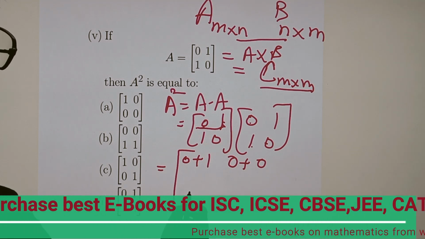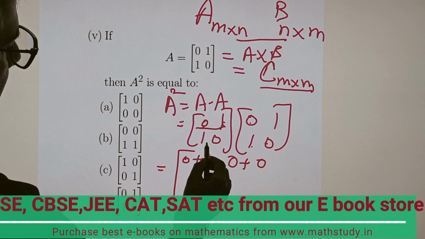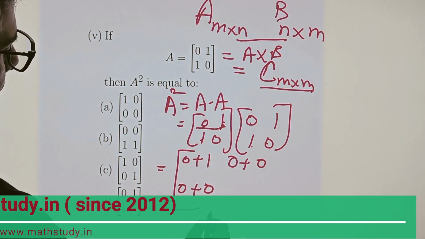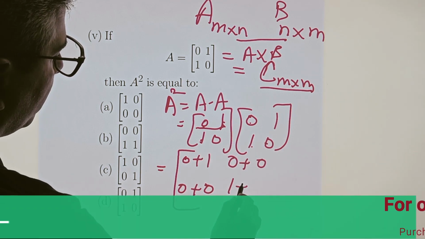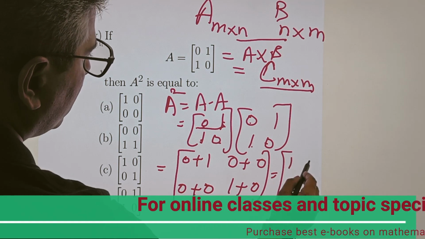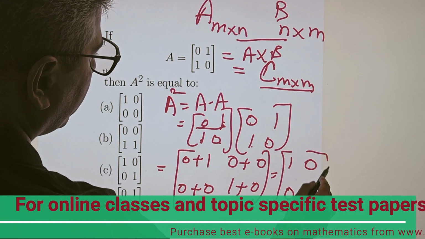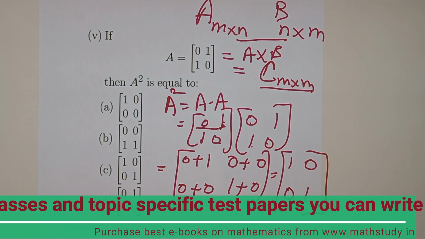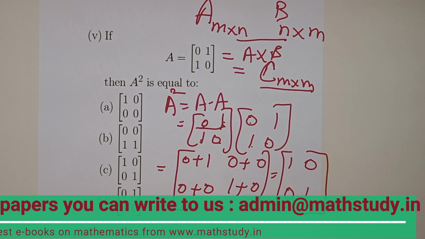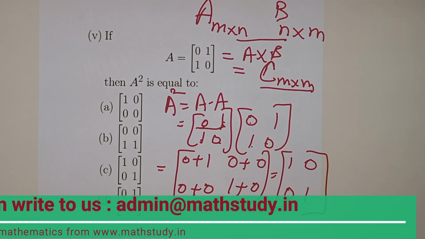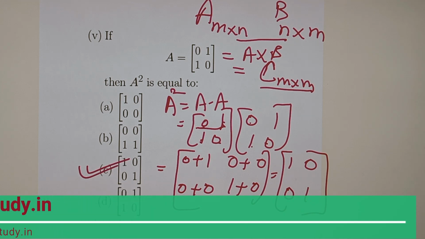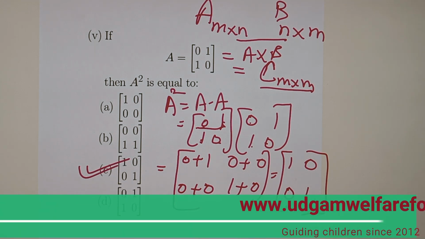So it is giving you the first row here. Now let's find out the second row. So second row, first column, 1 into 0 is 0 plus 0 into 1 is 0, so 0 again. Then 1 into 1 is 1 plus 0 into 0 is 0. So our required matrix is 1 0, 0 1 here. So this is the required answer. So I hope this is clear now. So this is our result. Basically A square is 1 0 0 1, which is option C. So option C is the correct answer of part 5 of question number first.